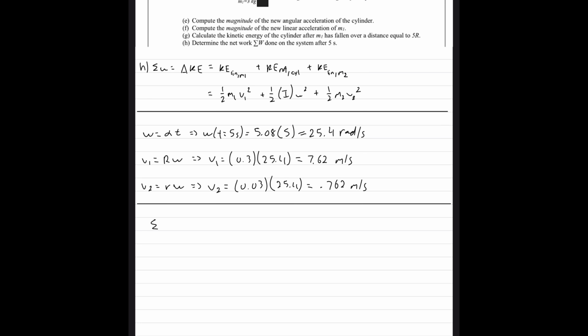Okay, now back to the net work formula. I'll just plug everything in. 1/2 times 3 kilogram times 7.62 squared plus 1/2 times 1/2 MR squared, M is just 30, R is 0.3 squared, and then omega is 25.4 squared, then 1/2 times 2 times 0.762 squared, and this should give you 523.1 joules.